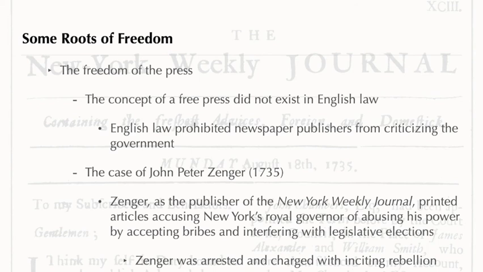One of the earliest arguments for freedom of the press was made in 1735 in a crowded New York City courtroom. On trial was John Peter Zenger, the publisher of a newspaper called the New York Weekly Journal. Zenger had printed articles accusing the New York governor of abusing his power by accepting bribes and interfering with elections. Furious, the governor had burned copies of the newspaper and had jailed Zenger, accusing him of trying to stir up rebellion against the government.